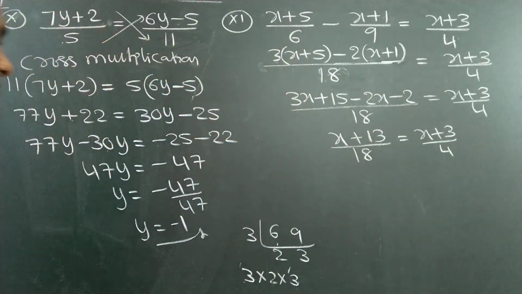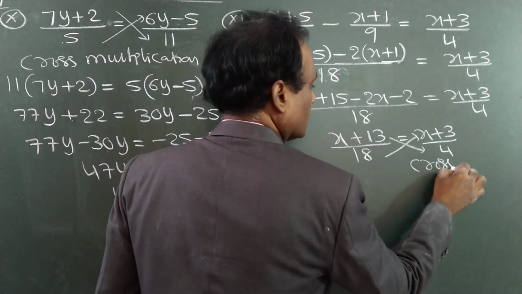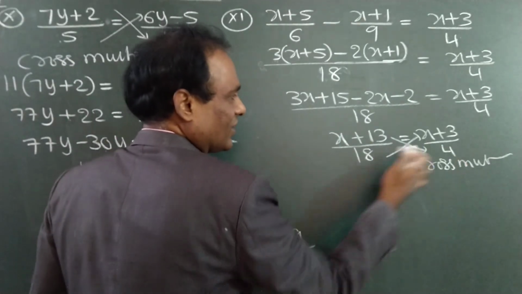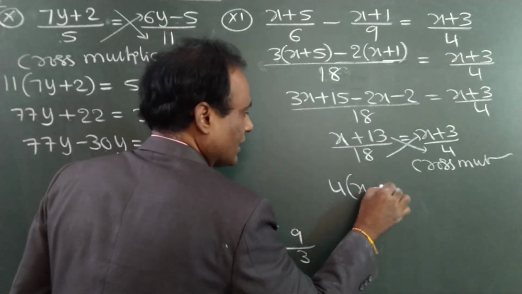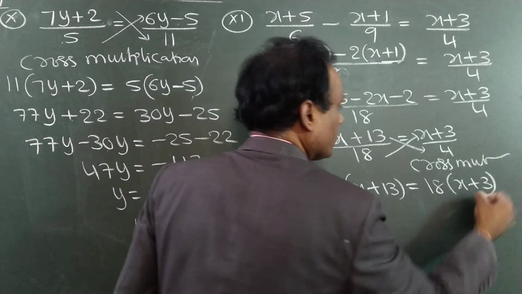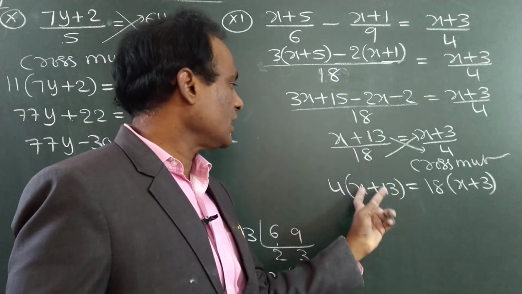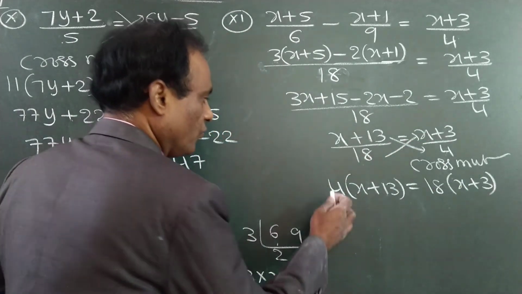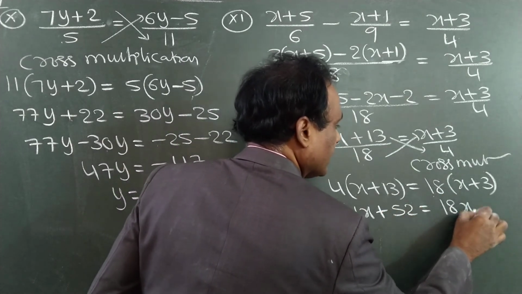Now cross multiplication. You can write it in any order. 4 into (x + 13) is equal to 18 into (x + 3). 4x, 4 times 13 is 52, 18 into x is 18x, 18 times 3 is 54.